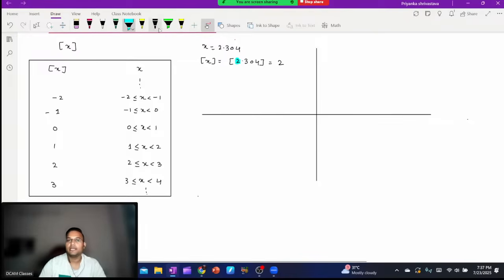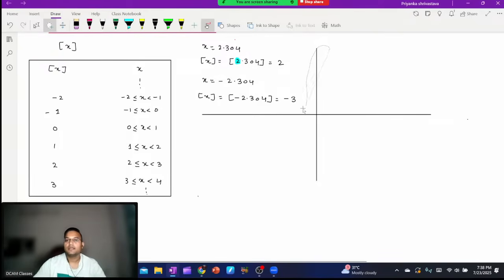This is not entirely correct when I say x is equal to minus 2.304. But sir, for the negative, it will be... That's what I was trying to tell you. If it is minus 2.304, the natural tendency of the student is to just write it as minus 2. That will be wrong, because minus 2.304 actually lies between minus 2 and minus 3. So the answer would be minus 3. Here only you have to be very careful.